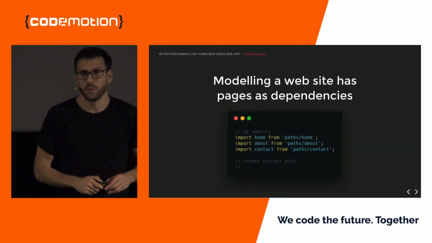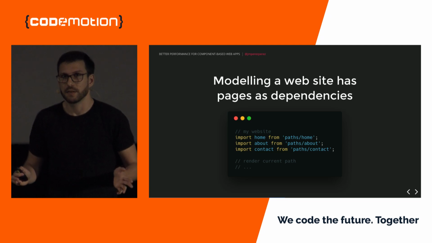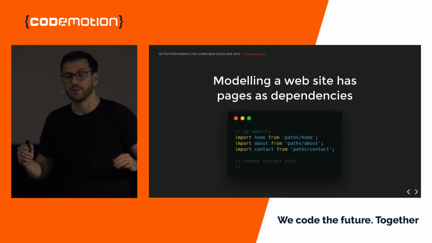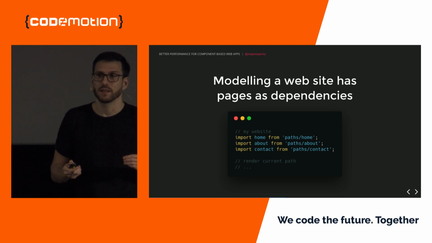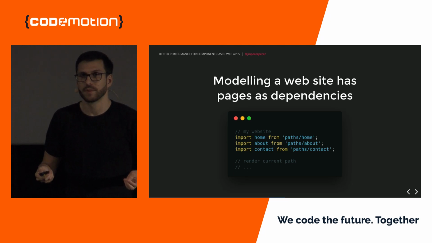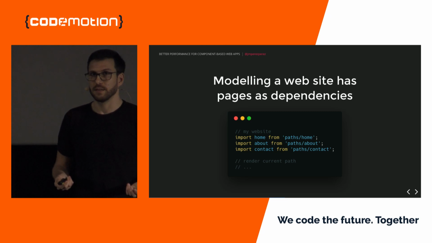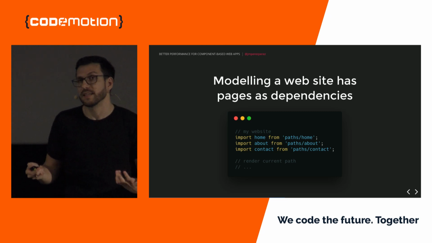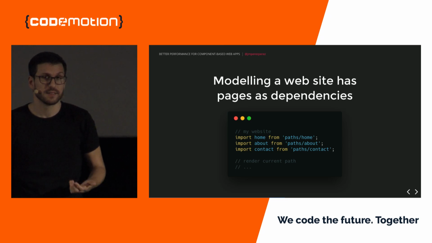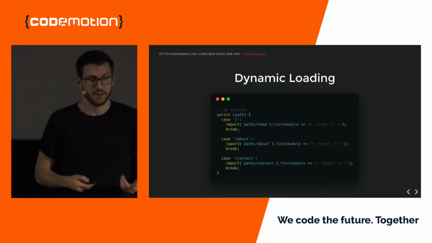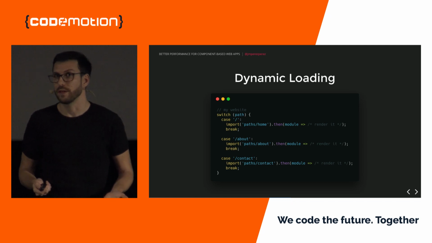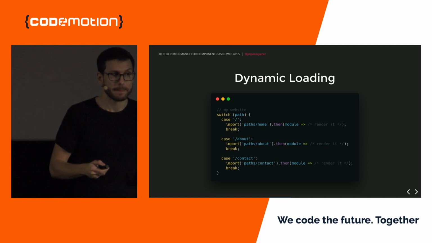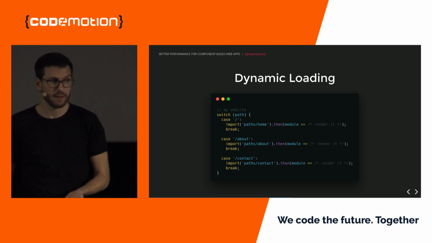So if you think of a website as a set of pages, you can model it as a lot of imports of the different pages that you need to load, and then some code that will decide which one is going to be rendered. And this is pretty much a waste of imports. You are going to be importing everything just in case you are on that page. Something more clever would be doing dynamic loading, in which you are going to be importing dynamically, depending on what route, what path you need to load.